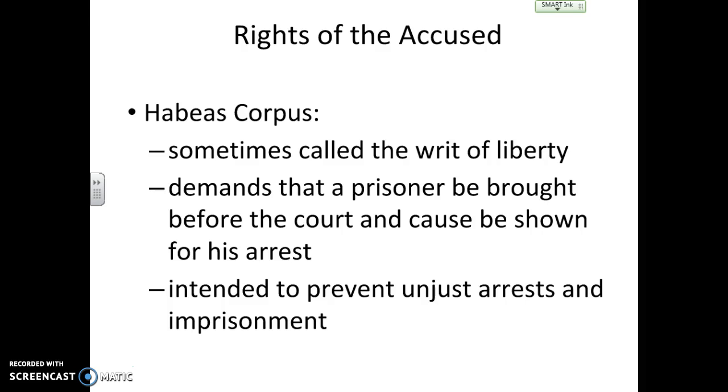Why do we do it? It's there so that people aren't just arrested because the police don't like them.